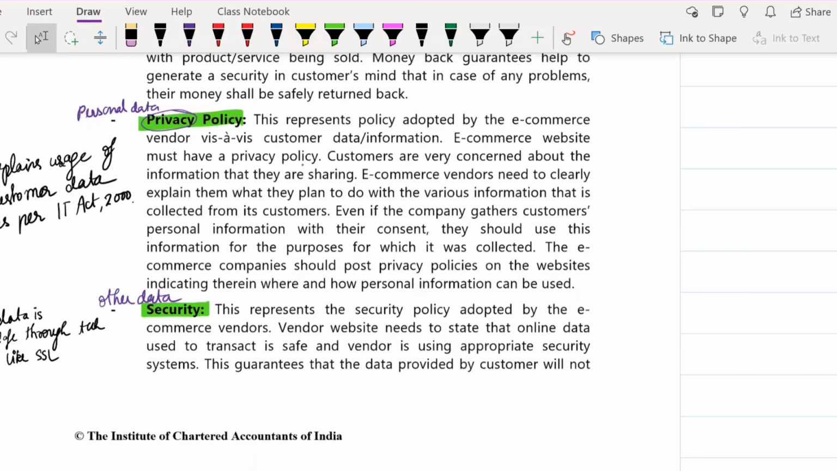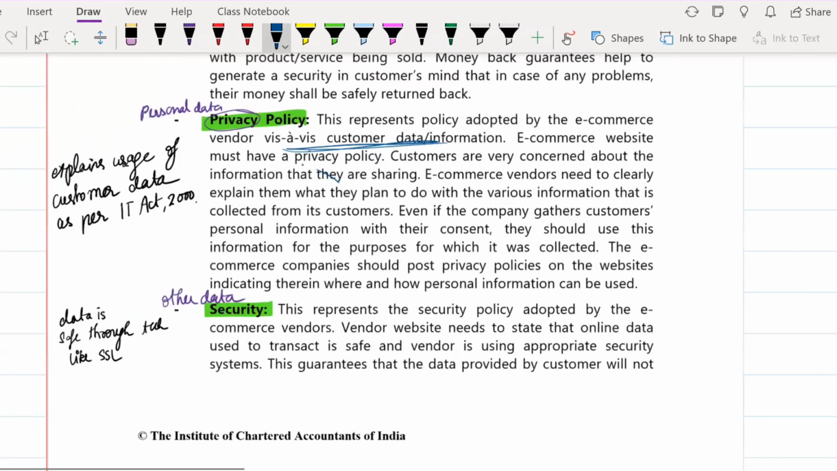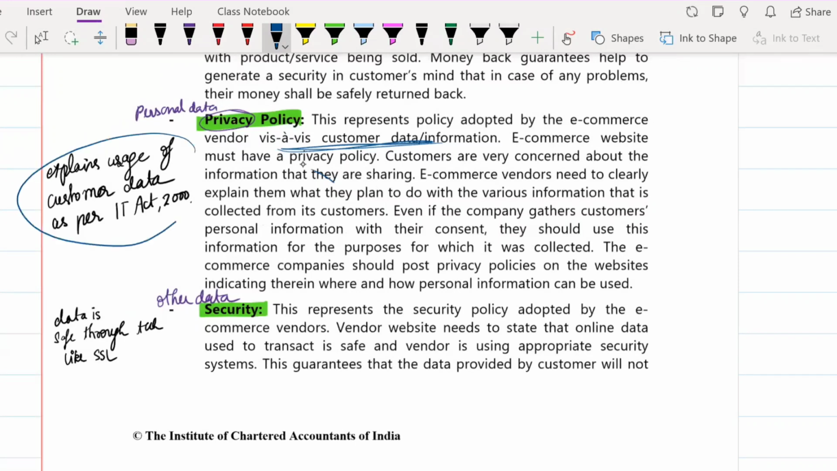Yes. So in privacy policy, the e-commerce vendors must be very careful that the personal data of the customer does not leak out. The usage of this policy is explained under customer data. It is explained under IT Act 2000.